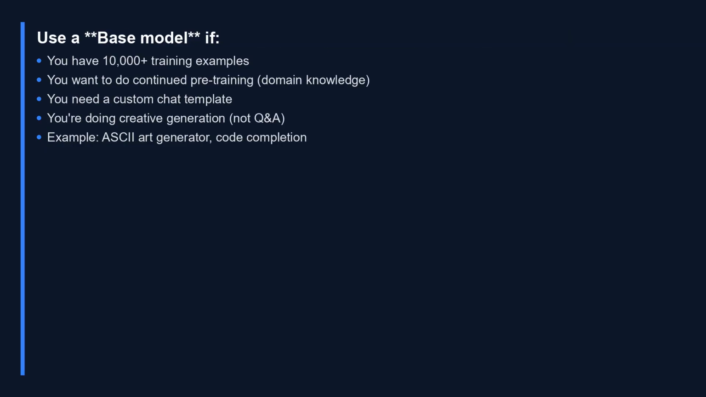A base model becomes the right choice in specific circumstances. When you have 10,000 or more training examples, you have enough data to teach instruction following from scratch. When you're doing continued pre-training, ingesting large volumes of unstructured domain text like research papers or code bases, a base model is the appropriate starting point. When you need a custom chat template that doesn't match any existing instruct format, or when you're doing pure generative tasks, code completion, creative writing, ASCII art generation, where you want the model's output unconstrained by instruction tuning conventions.